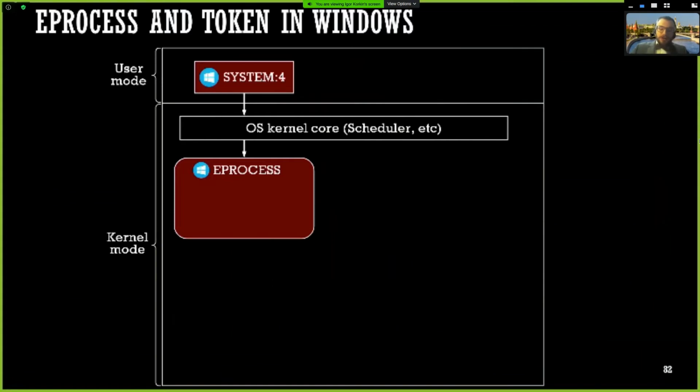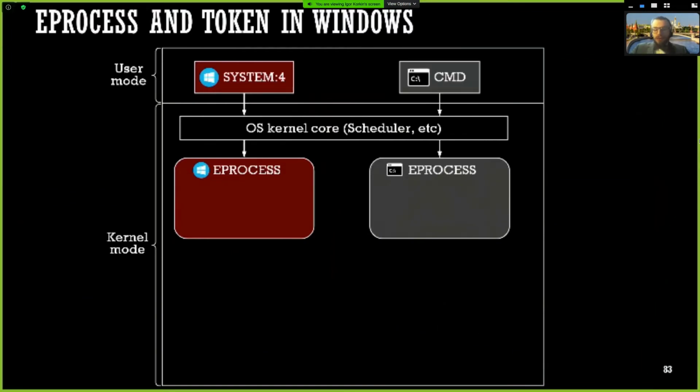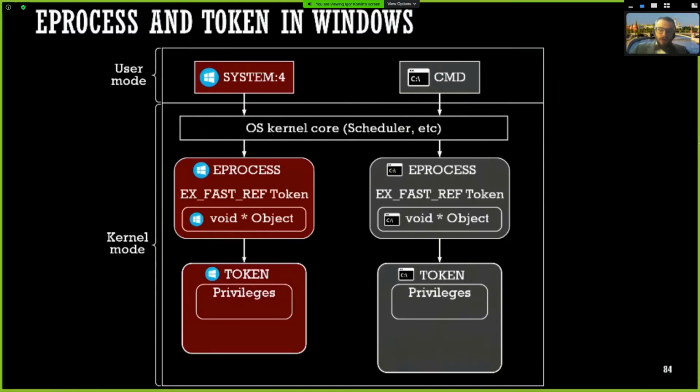For each created process, the OS kernel allocates several internal structures. One of them is the eProcess structure, which includes the process information and pointers to other structures. One of the fields of the eProcess structure points to the token structure. Information about process privileges is stored in the token structure. Malware authors invented various techniques to escalate process privileges.